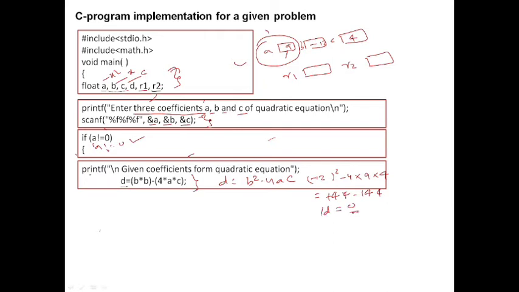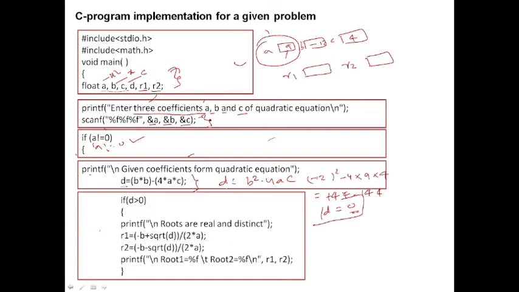What is the value of d? The value of d is what here? 0. Okay, so next what do we do? We have to check the value of d. Depending upon the value of d, we will take a decision whether roots are equal or distinct, or imaginary. Okay, so next we check the value of d here. So what is the value of d? The value of d is 0. Okay, so 0 greater than 0.